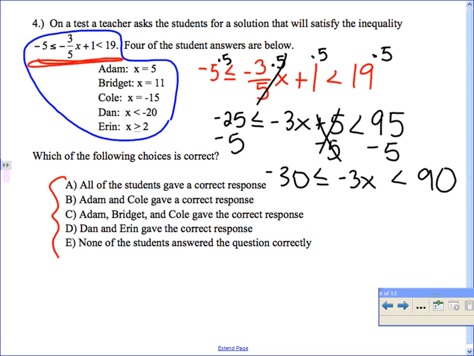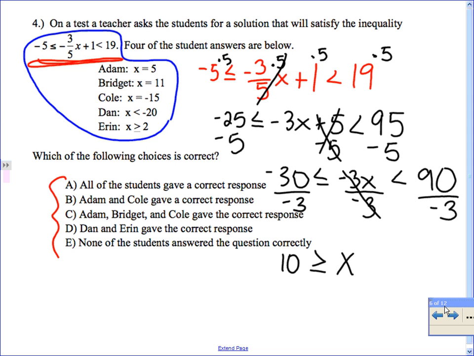At this point, you almost have x by itself in the middle. We need to get rid of the -3. Okay, the opposite of multiplication is division. So we are dividing the middle, left, and the right by -3. So I'll ask you guys, what happens when you multiply or divide an inequality by a negative? Hopefully you remember that the inequality sign flips. So -30 divided by -3 is +10. Less than or equal to changes to greater than or equal to. The x stays in the middle by itself. Less than changes to greater than. And 90 divided by -3 is -30.